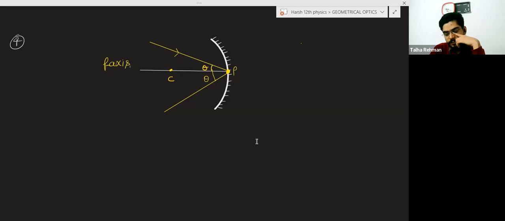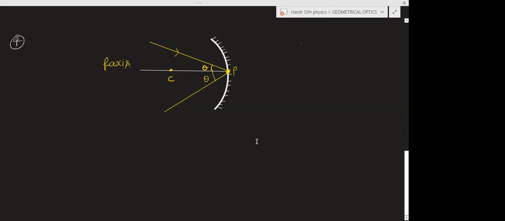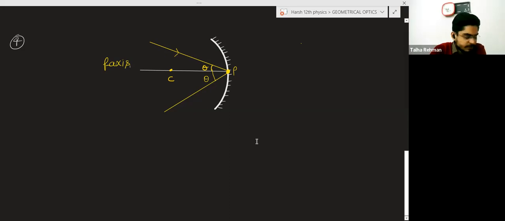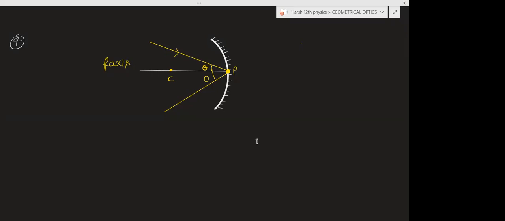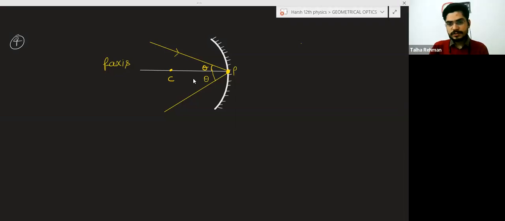So for the image formation by the concave mirror, these rules will be used. We will use these rules to make the ray diagram of the image formation of an object placed in front of the concave mirror. For the image formation, we have to place the object in front of the mirror, not behind the mirror. Okay, so we will now see the image formation.